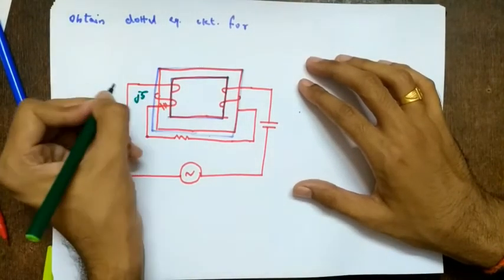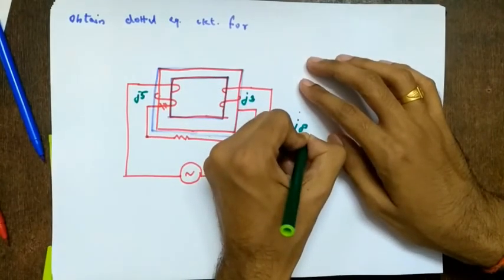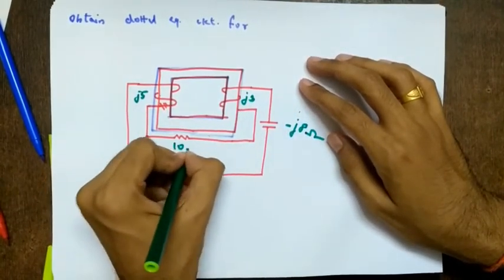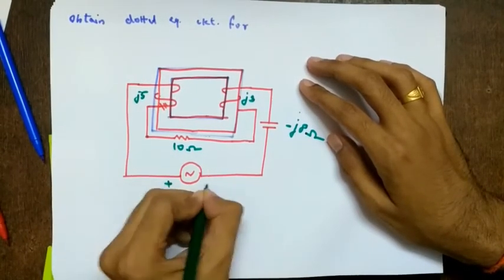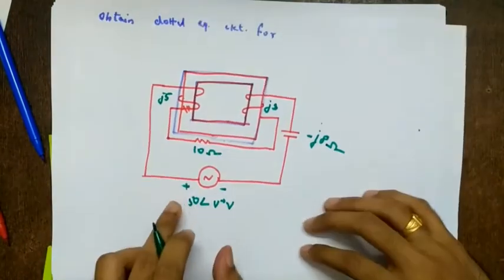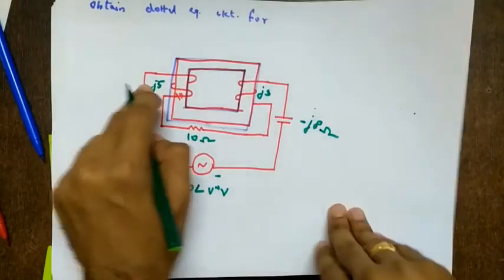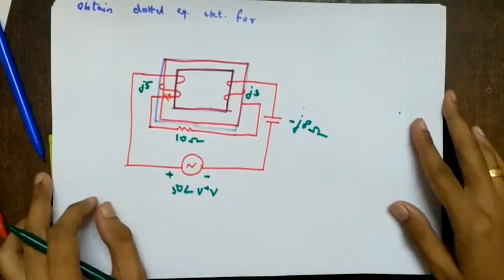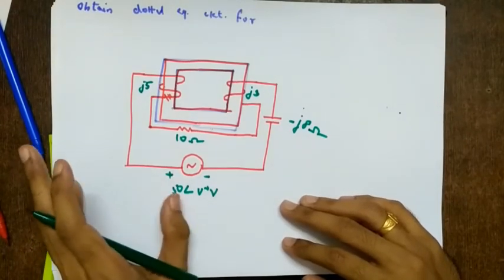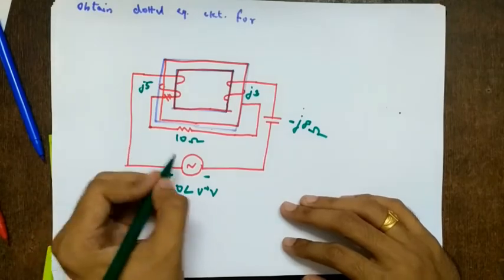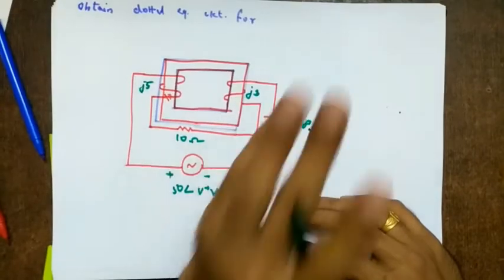this circuit. This is J5 ohms, this is J3 ohms, this is minus J8 ohms, and this is a resistor of 10 ohms. This is 50 angle 0 degree volts, plus minus. So don't worry whether this is 50, 60, 70, whatever the values, your answer will be the same irrespective of the values. We are just using dot convention, we are not solving the circuit. That is the reason the final answer will be the same irrespective of these values. Even if I change these values, your final answer won't change.